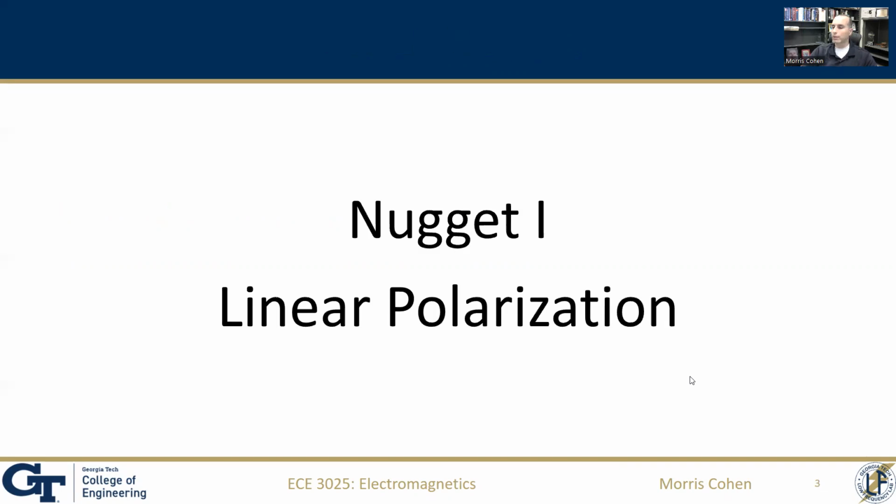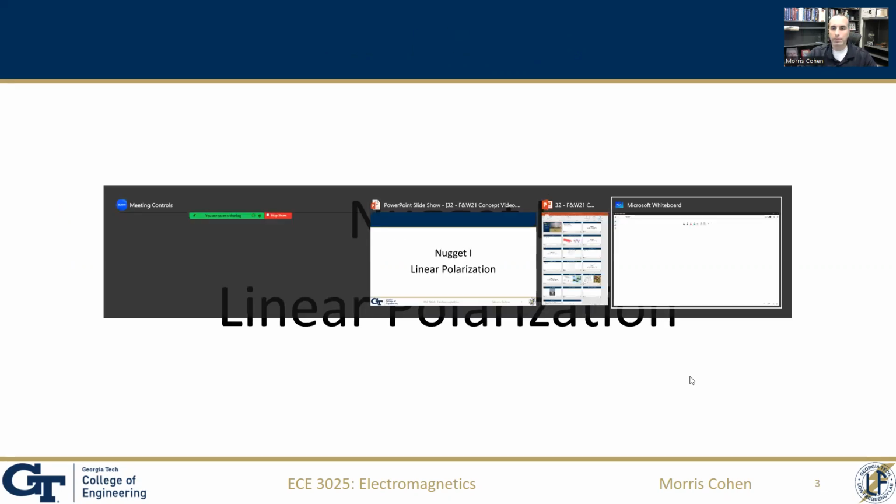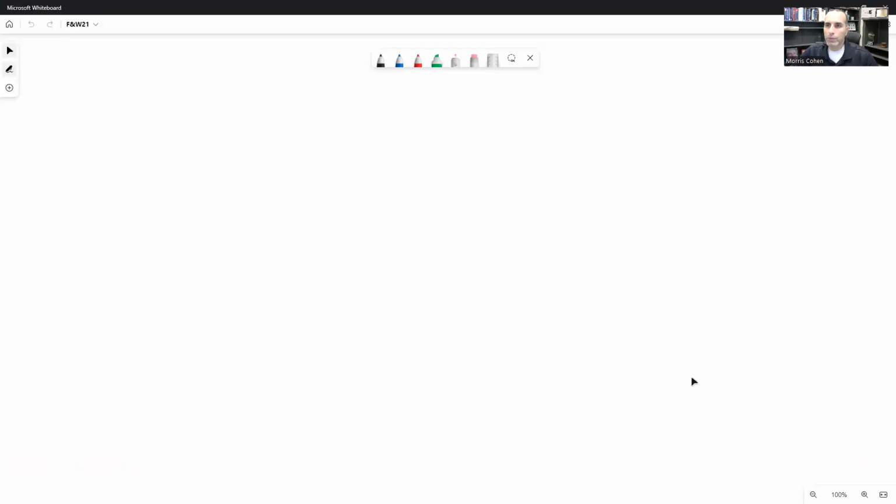So let's start off with linear polarization. So when we introduced the wave equation and we introduced a uniform plane wave, to make the math a little more convenient for us, we assumed that the electric field would be in the x direction and the magnetic field would be in the y direction, and the propagation direction was in the z direction. So the electric field crossed with the magnetic field equals the propagation direction, and all 3 were perpendicular to each other: electric field, magnetic field, and the k vector.